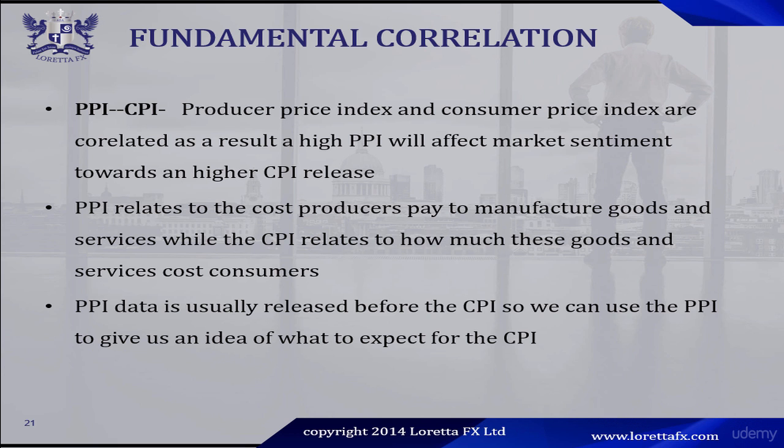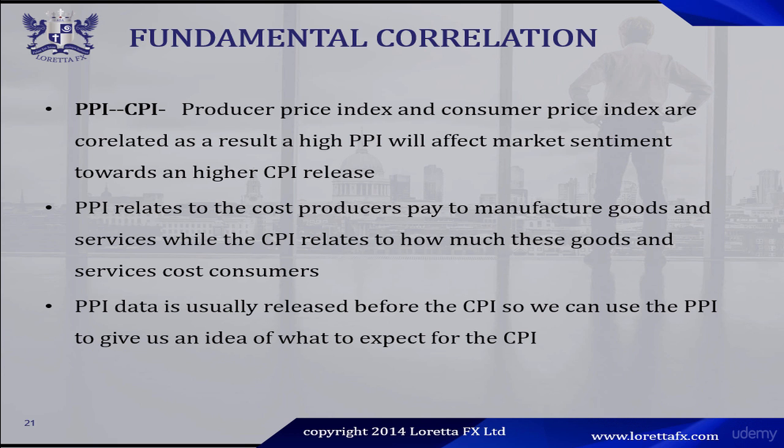And this is because the PPI, the producer price index, relates to the cost producers pay to manufacture goods and services, while the CPI relates to how much these goods and services cost consumers. So if producers are paying more to manufacture goods and services, they will in turn charge more, and consumers will have to pay more for those goods and services. So you can see how the PPI and the CPI have a direct correlation.